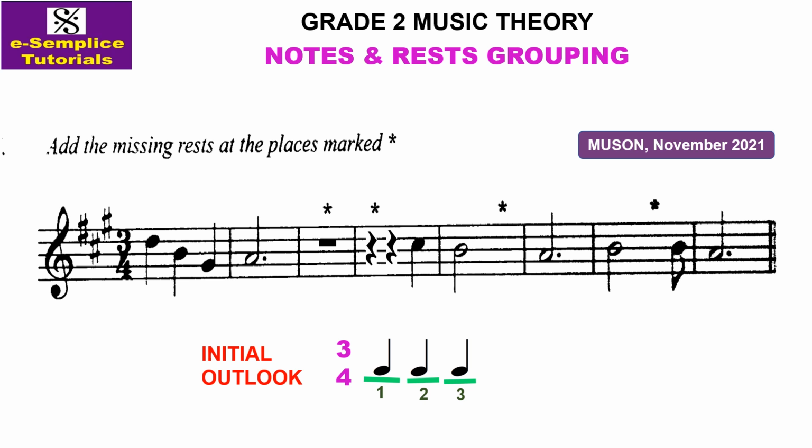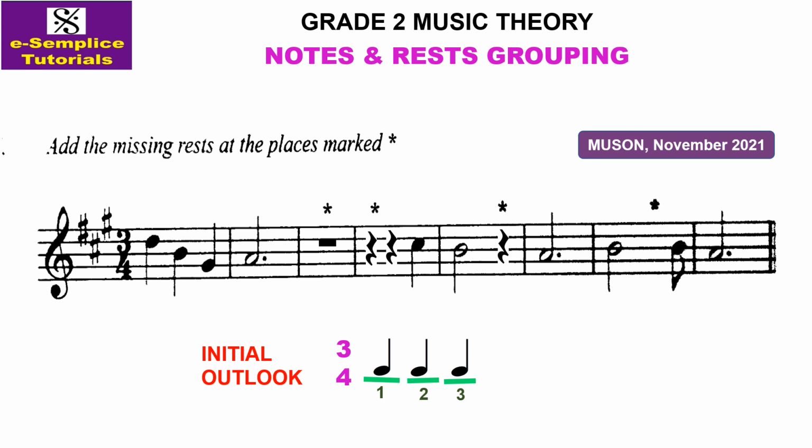Let's move to the next bar. In the next bar we have a minim, and that minim combines beat 1 and beat 2. We only have beat 3 left, and beat 3 is a crochet, so the only rest there should be a crochet rest.